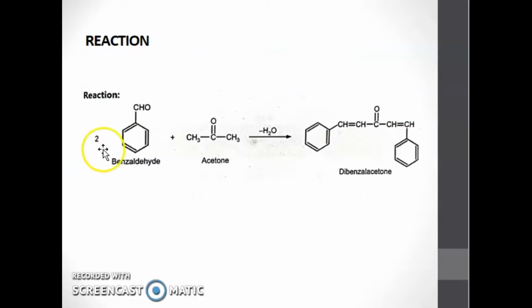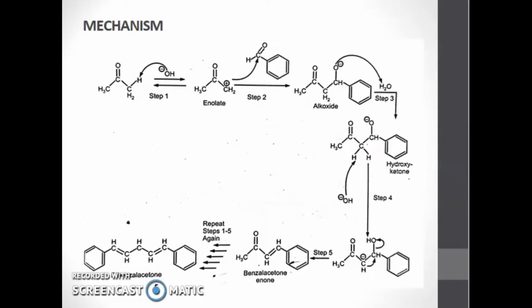Now we will see the reaction involved in this practical. When two molecules of benzaldehyde react with acetone, then the formation of dibenzyl acetone takes place. Now we will proceed to the mechanism.